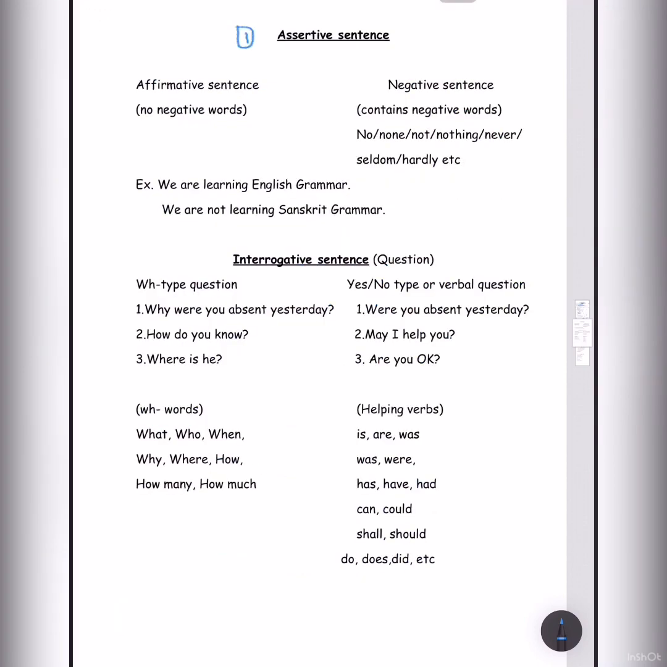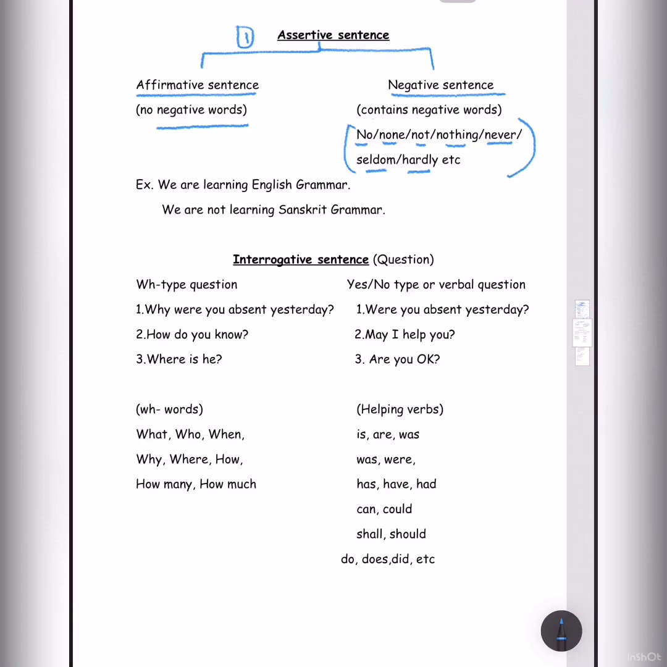Assertive sentence is further divided into 2 types: affirmative sentence and negative sentence. It is very easy to understand. Affirmative sentence will not have any negative words. Now, which are the negative words? For example, no, none, not, nothing, never, seldom, hardly. They are called the negative words.